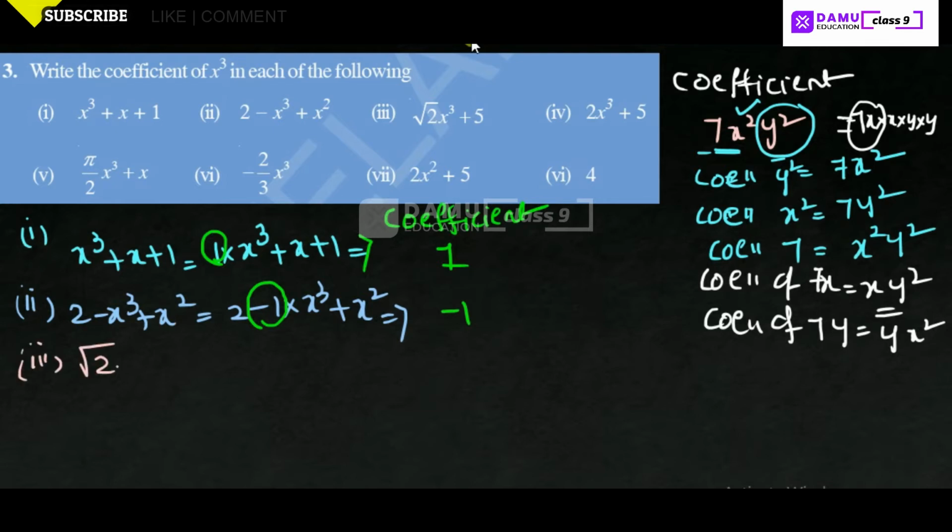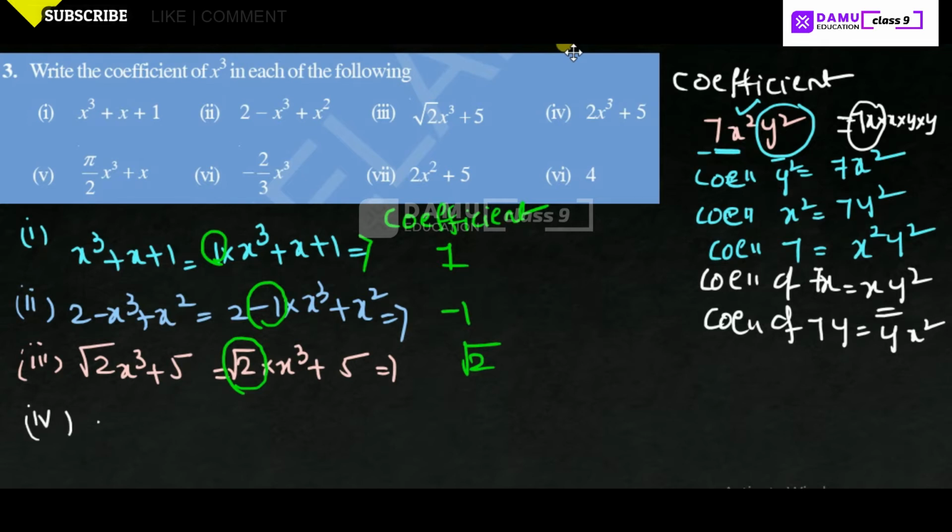Third one is root 2 x cube plus 5. So root 2 into x cube plus 5. What can you take here? Root 2 is beside x cube, so the coefficient is square root 2. Fourth one is 2x cube plus 5, which is equal to 2 into x cube plus 5.